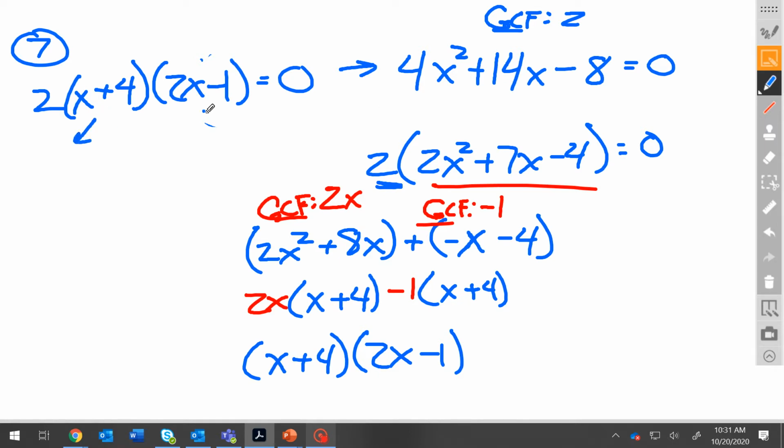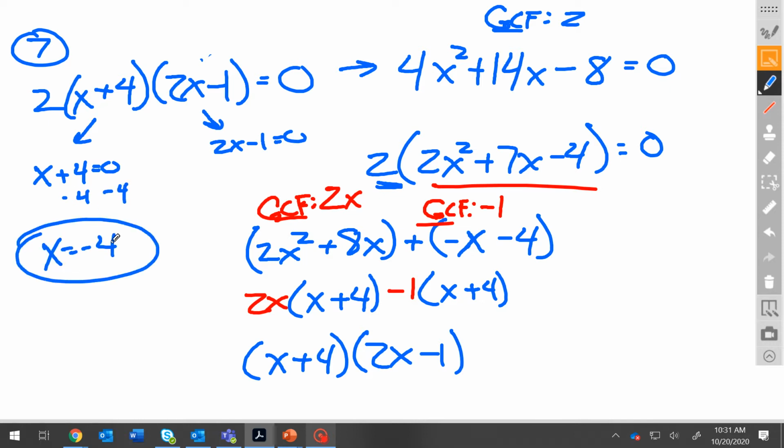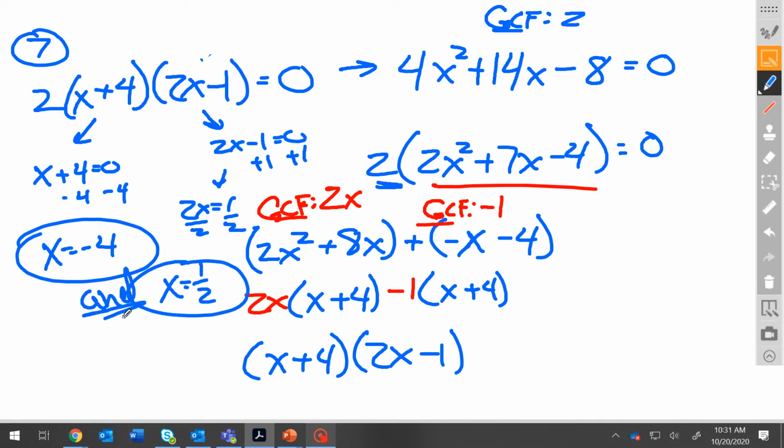I need to set each of these factors equal to 0. So x plus 4 equals 0, 2x minus 1 equals 0. So one of my solutions is negative 4. For the other solution, add 1, I'm running out of room, so 2x is equal to 1, divide by 2, so my other solution would be 1/2. So those are my two solutions there. Alright, that one took a little bit of work.